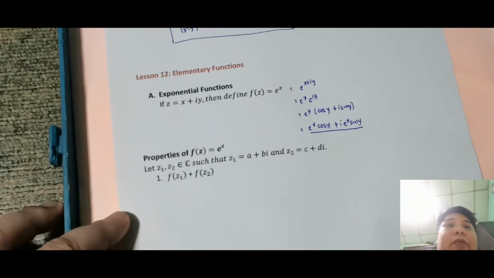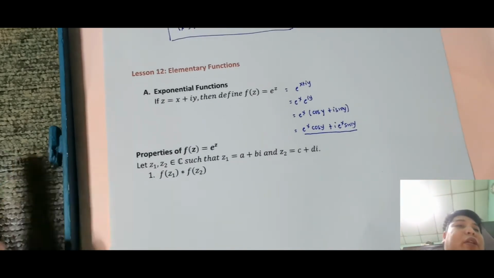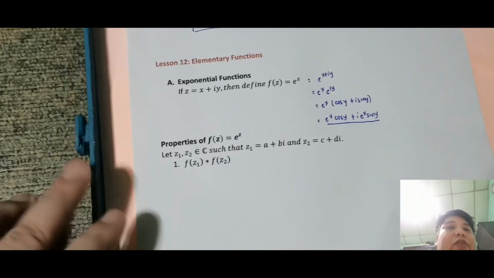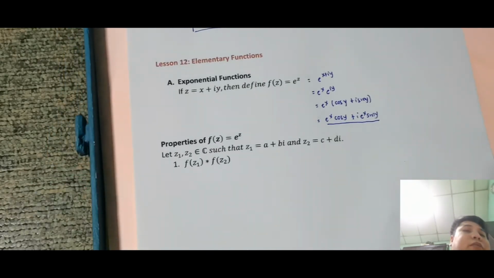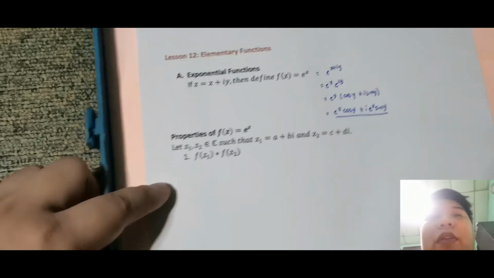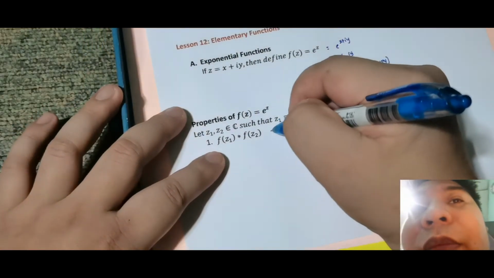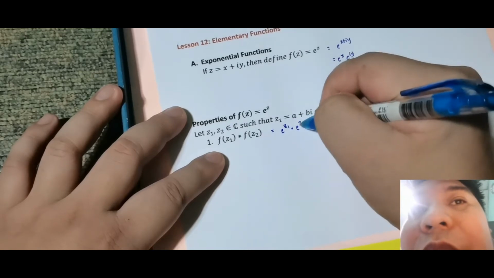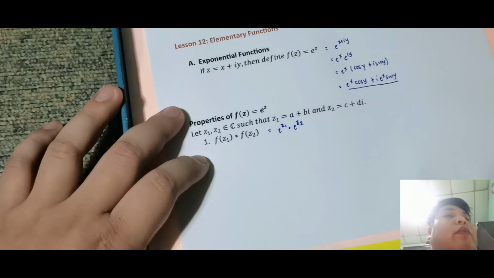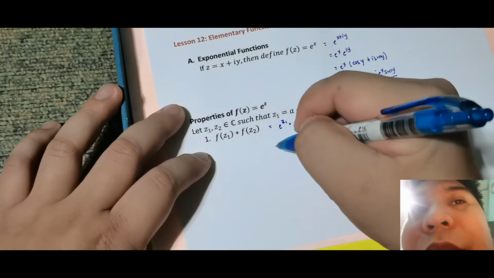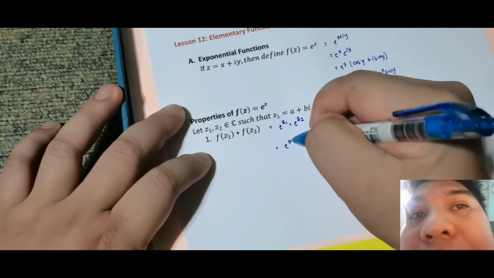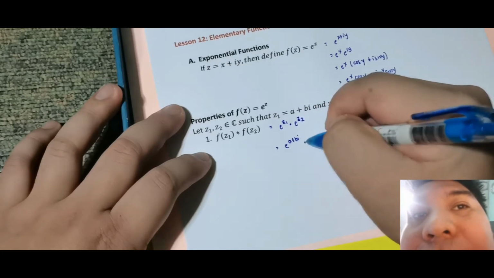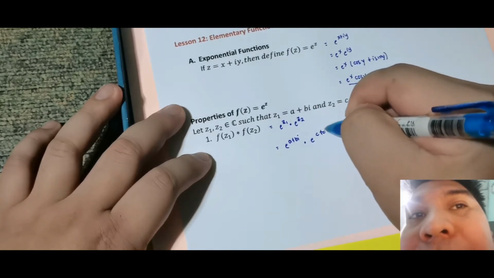Next is let's have the properties of f of z is equal to e raised to z, meaning yung exponential function natin. Suppose let z1 and z2 element ng complex number such that z1 is equal to a plus bi and z2 is equal to c plus di. So what is f of z1 times f of z2? This is equal sa e raised to z1 multiplied by e raised to z2, and this is equal sa e raised to a plus bi multiplied by e raised to c plus di.